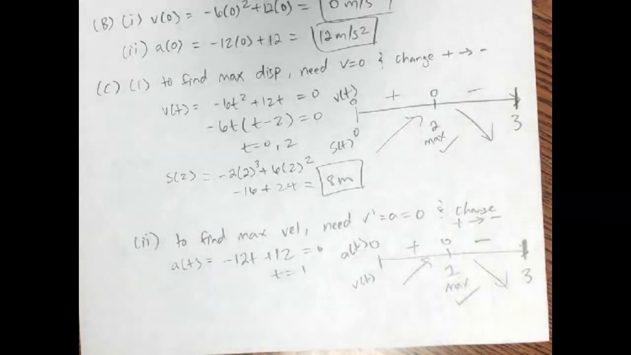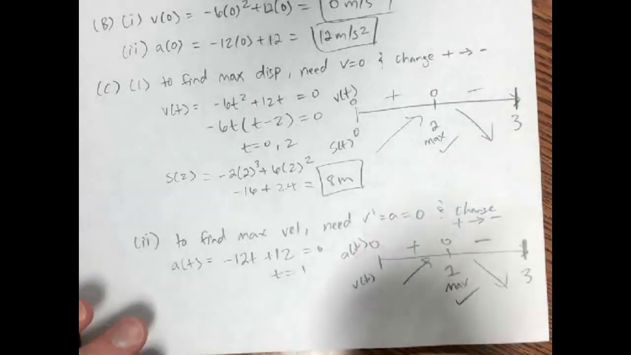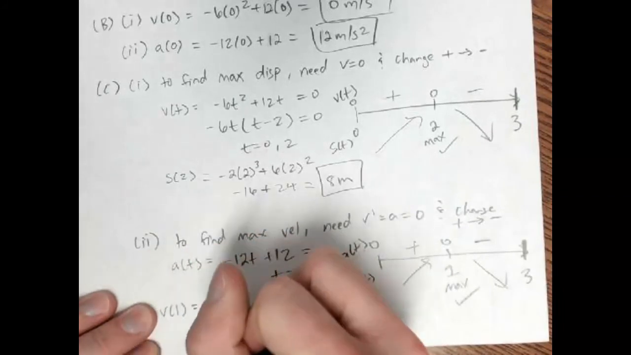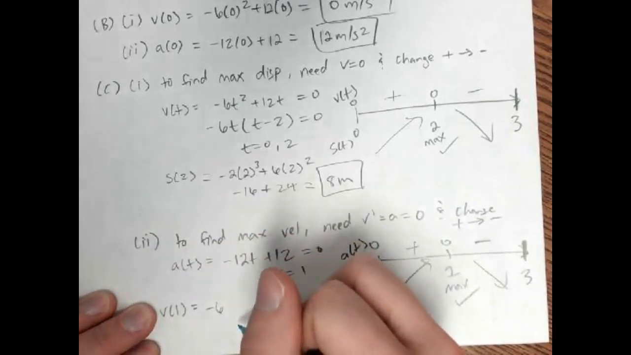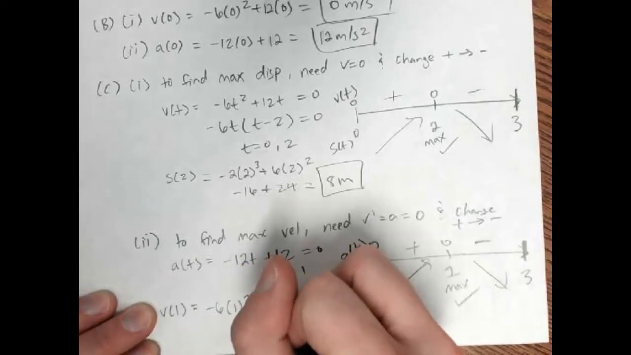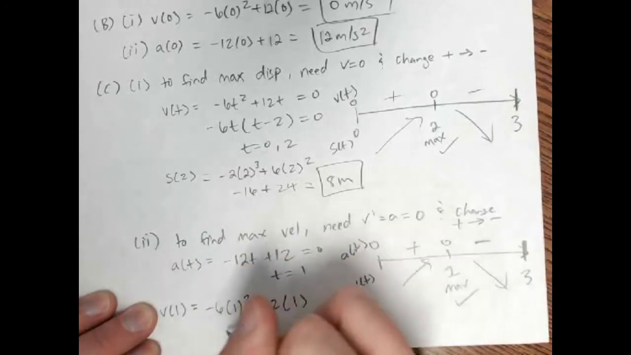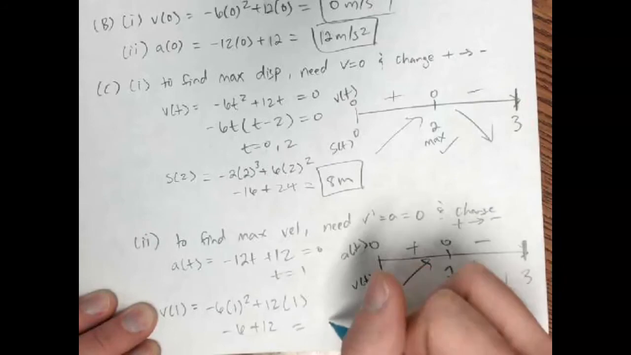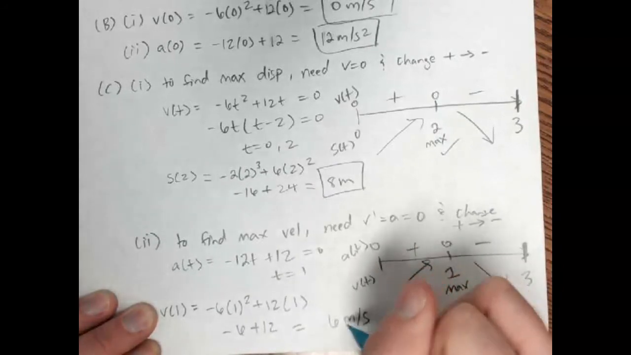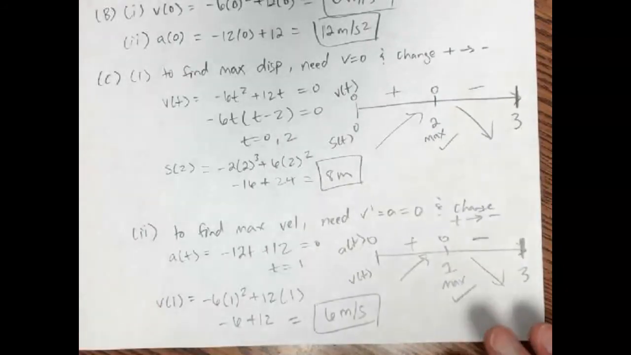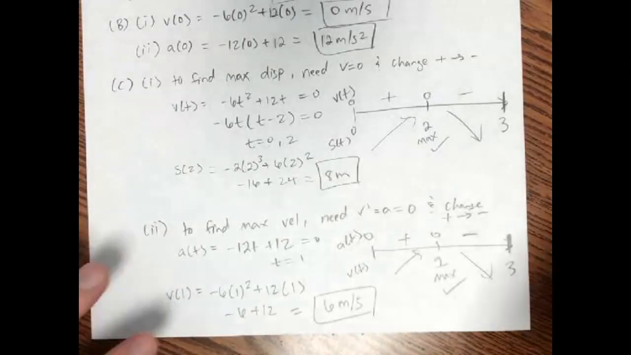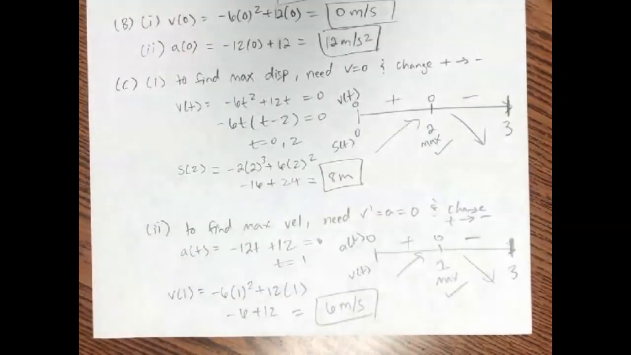But now we actually still need to figure out what that maximum velocity is. So I'd take 1 and plug it into your velocity equation. So we'd have negative 6 times 1 squared plus 12 times 1. So negative 6 plus 12. So it looks like 6 meters per second. Pretty nice, lots of stuff going on with this kinematics, but really it's not too bad.